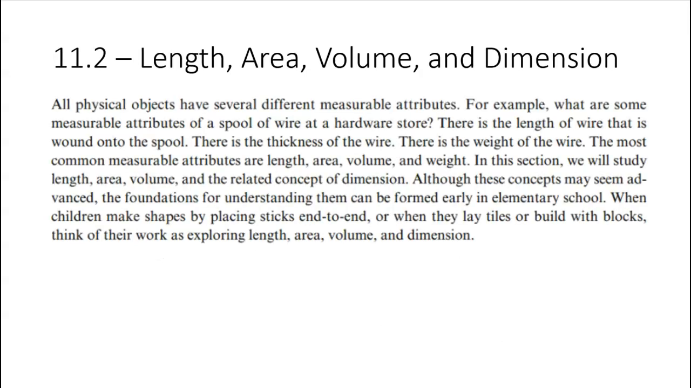So all physical objects have several different measurable attributes. If you think about a spool of wire, we've got the length of the wire, the thickness of the wire, and the weight of the wire, and those are the most common measurable attributes. We've got length, area, volume, and weight. In this section, we're going to study those as related to the concept of dimension.